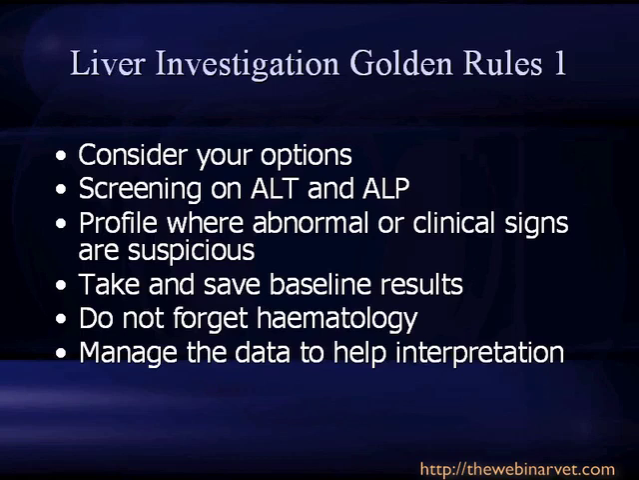So our golden rules for investigation of liver disease: it's fine to screen on ALT and ALP if you don't have an index of suspicion for liver disease. But if the profile or the clinical signs could reflect liver disease, then we need to be more suspicious of liver disease as a possibility. Then it always has to be a profile.